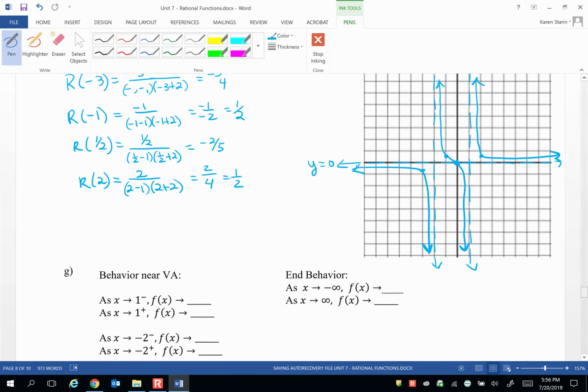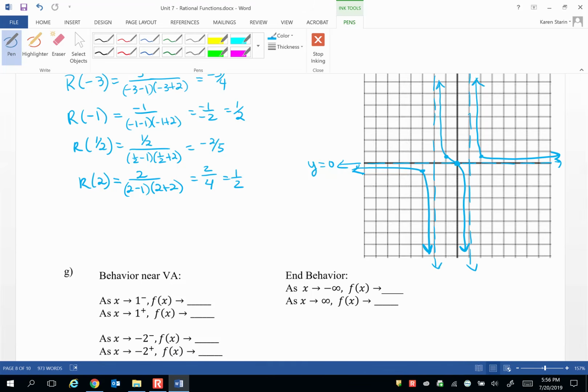Now our end behavior. So first, our vertical asymptotes. As x approaches 1 from the left, f of x approaches -infinity. As x approaches 1 from the right, f of x approaches +infinity. Now let's go to the other vertical asymptote. As x approaches -2 from the left, f of x is going to -infinity. As x approaches -2 from the right, f of x is approaching +infinity. Again, look back at the graph and make sure that you understand why these two pairs are written the way they are.